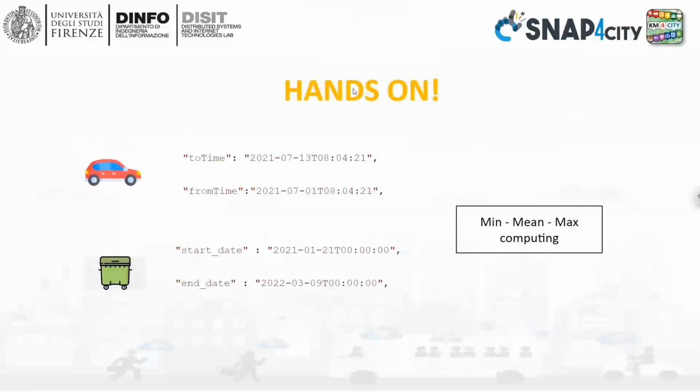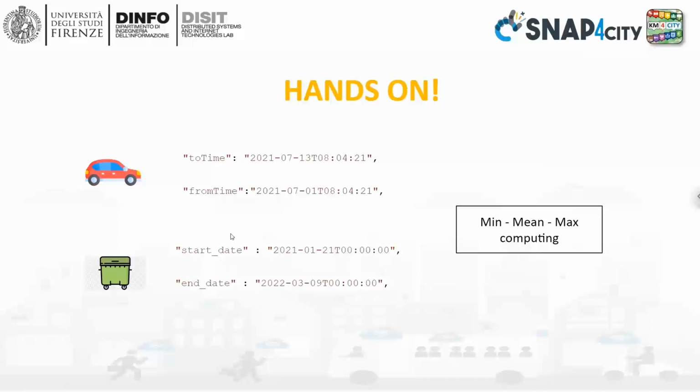Hands-on section. So for example, we want to compute the min and the max about the traffic data from this time to this time. So from July 1st, 2021 to the 13th of the same year, with this hour, minutes and seconds. But these are only variable names, so you can also call them start date and end date.